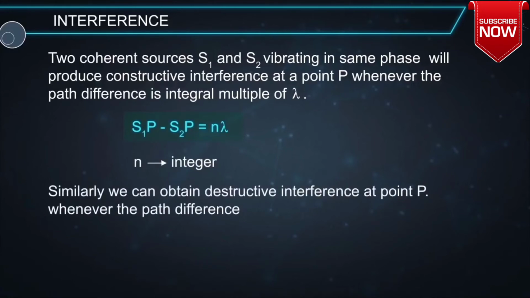Similarly, we can obtain destructive interference at point P whenever the path difference between them, S1P minus S2P, is equal to (n plus half) into lambda, where n is an integer.